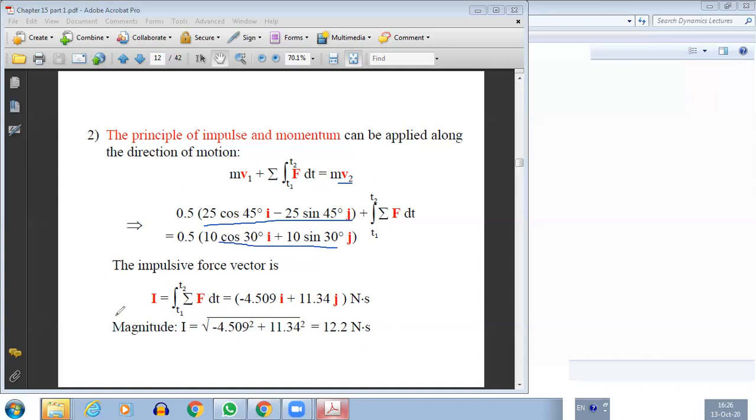Once we have this, we can find the impulsive force vector. Just add or subtract the i components and the j components, and you get the resultant i component and j component. You can then use them to find the magnitude: the i component squared plus the j component squared, under the root, gives you the magnitude. Before moving forward, are all these steps clear or not?